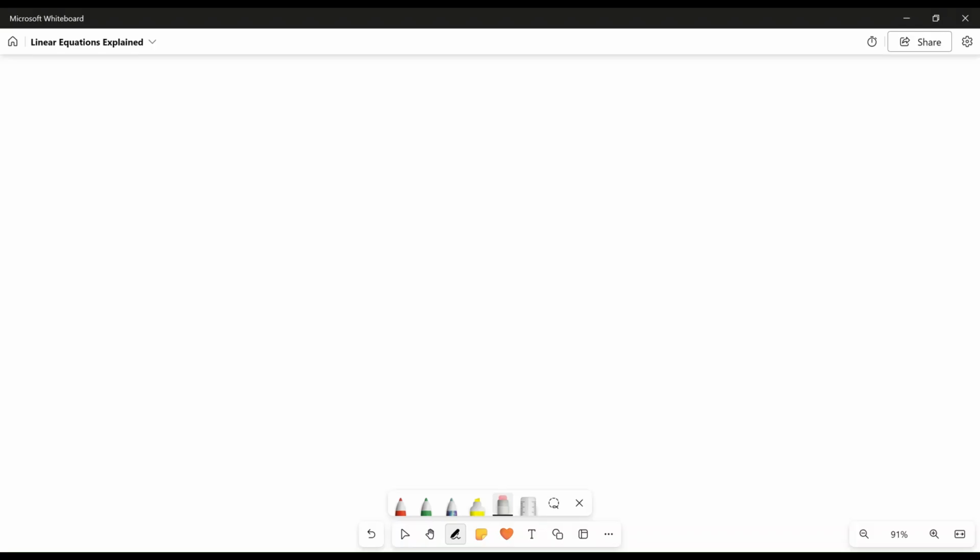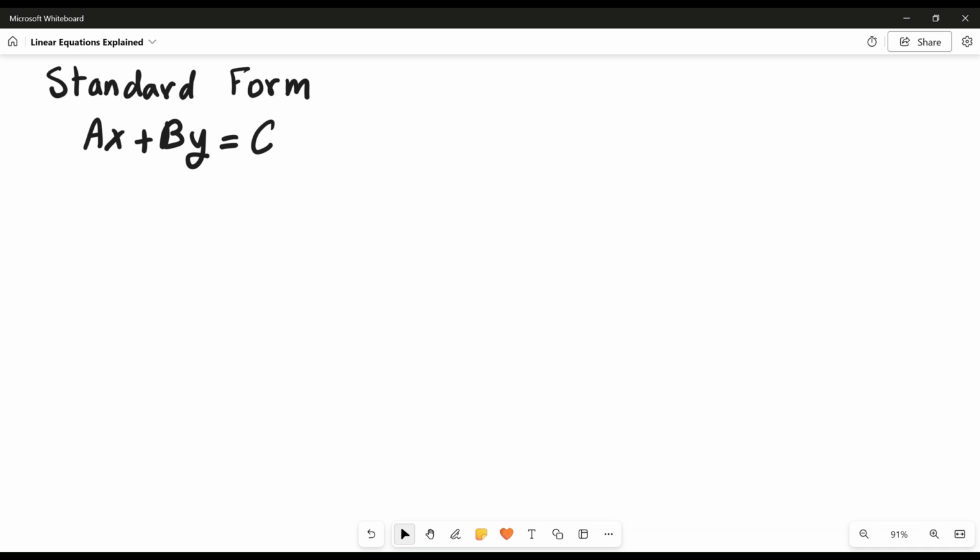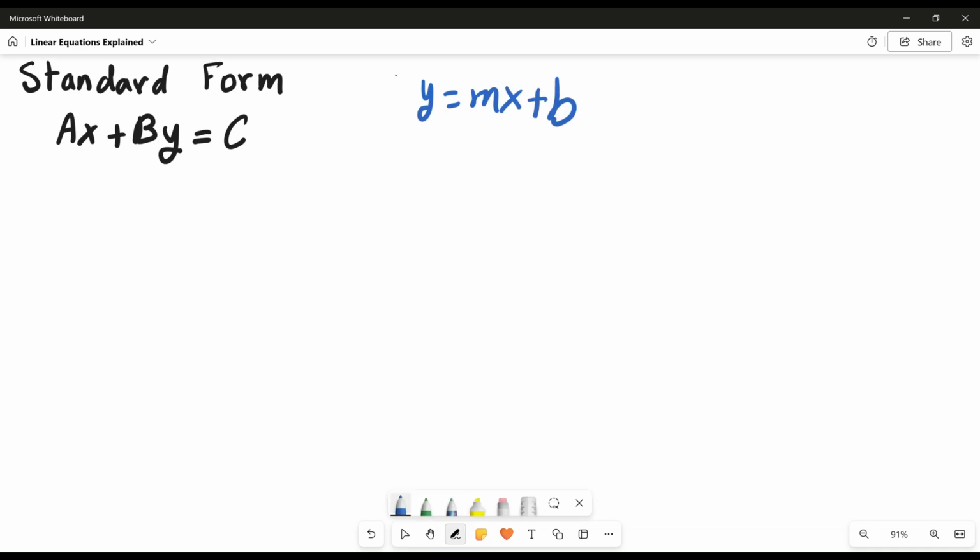Let's move on to the standard form. To go from slope-intercept form to standard form, or to go from point-slope form to standard form, you're going to need numbers. That's why a lot of videos use examples. So the standard form equation is always known as ax plus by equals c, where a, b, and c are integers. As you know, y equals mx plus b is our slope-intercept form.